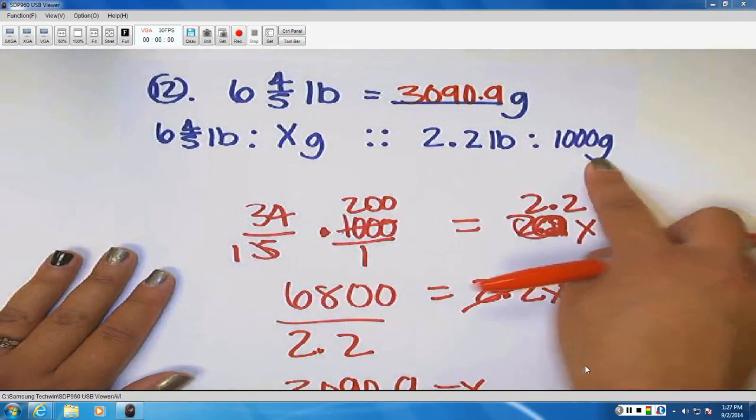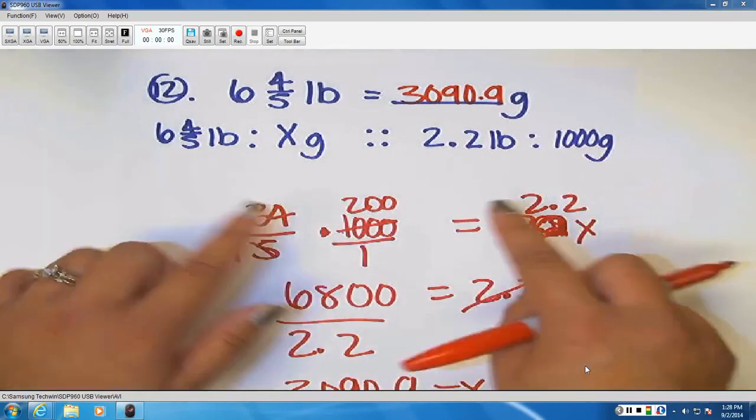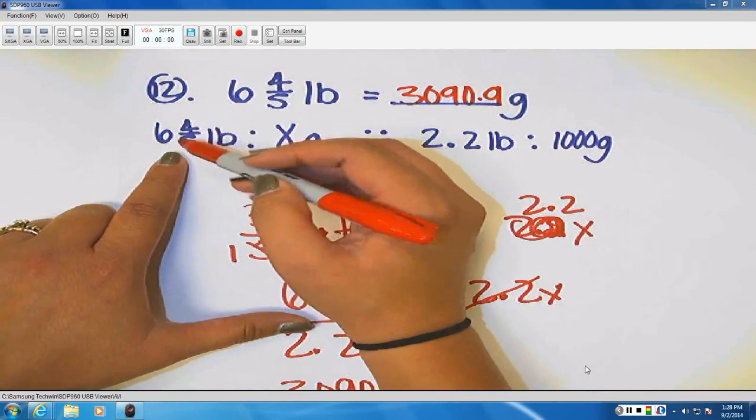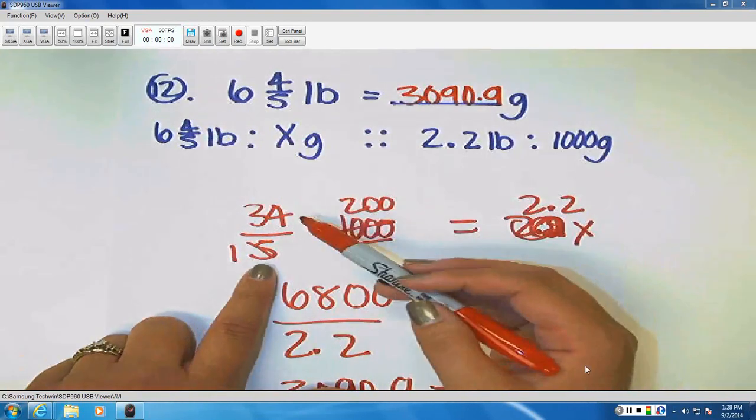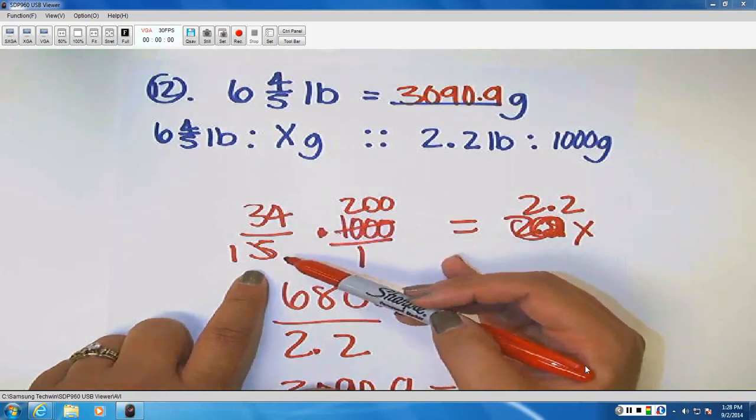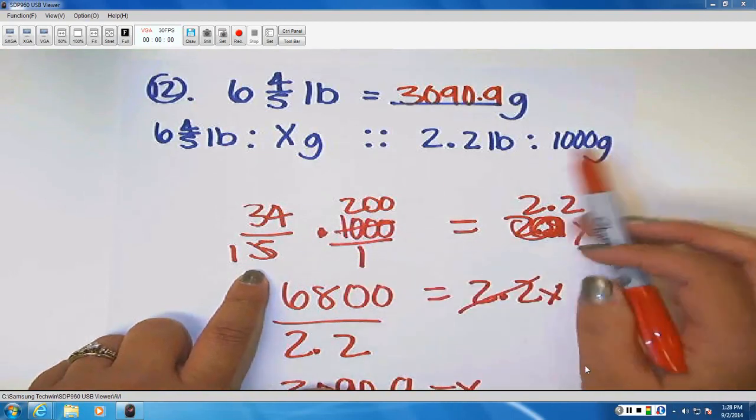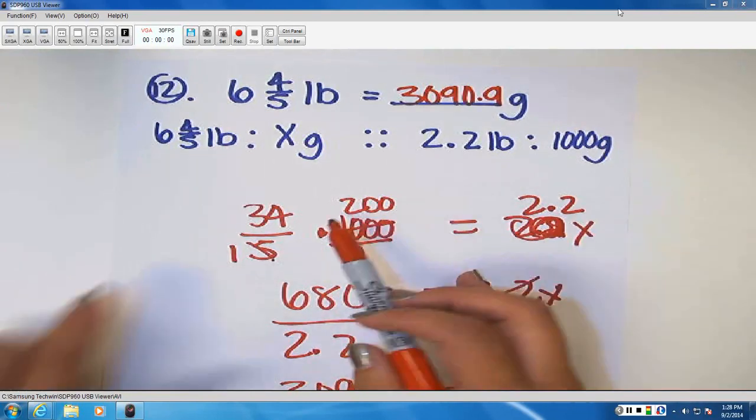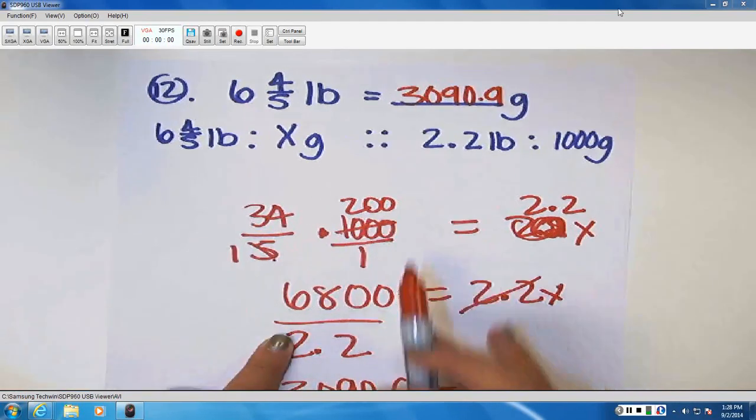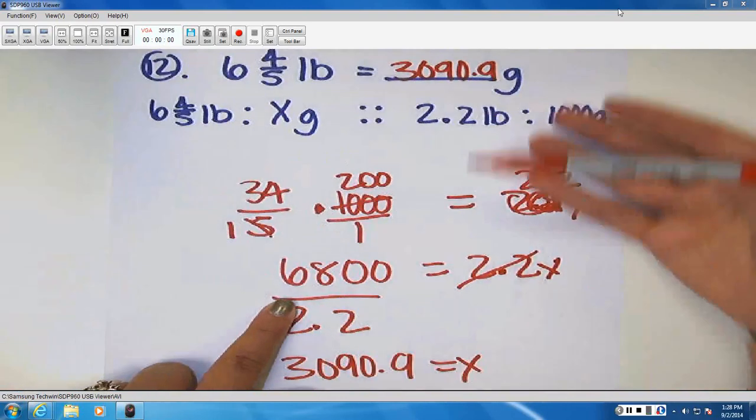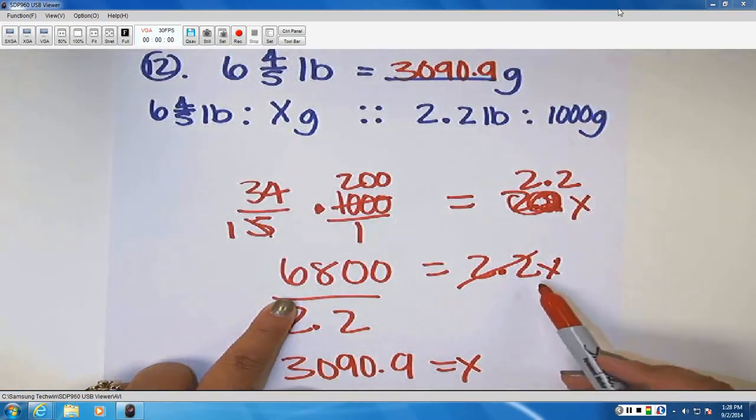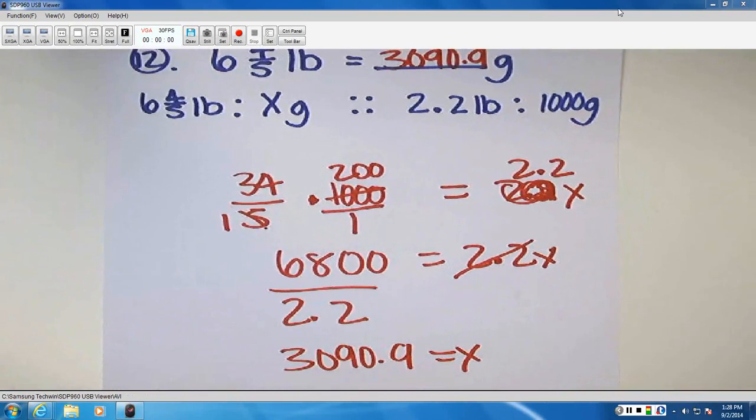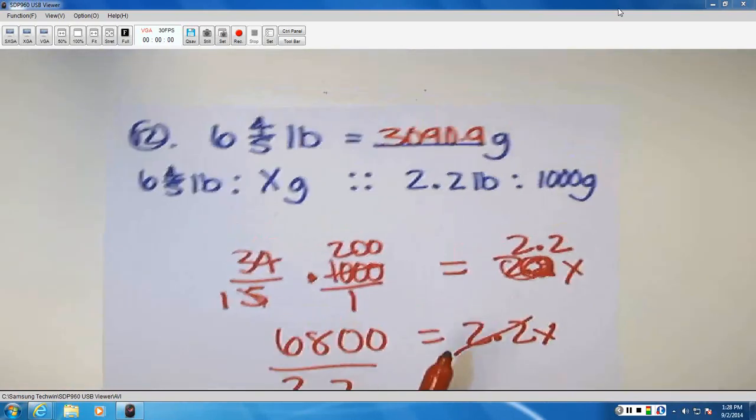And I did that by setting up my equation. This is what I knew. This is what I wanted to solve. I changed this. You're always going to have to take that whole number and turn it into an improper fraction. So when I did that, I had 34/5. I multiplied that by 1,000. I was able to reduce with my 5s, ultimately taking 34 times 200. And it gave me 6,800. Then I divided it by my 2.2, and I ended with 3,090.9 grams. Make sure you label it correctly.